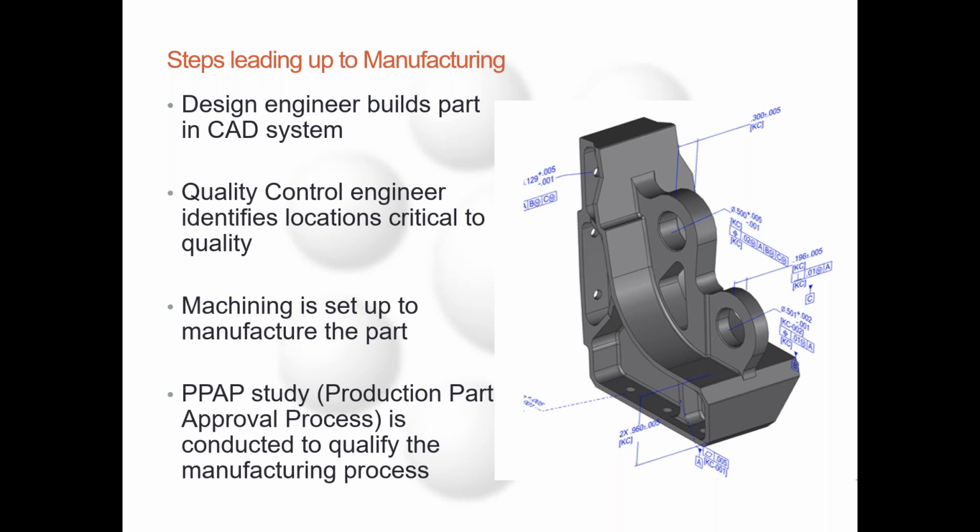In the manufacturing process, you're going to start out with someone building a CAD model. That in turn gets turned over to a quality control engineer who identifies the points that are critical to quality, what it takes to make sure the part meets the customer's requirements. Machining is set up, and then a PPAP process or its equivalent needs to be conducted to make sure all the equipment involved in the process are performing the tasks needed for making the product. So up to this point, we haven't done anything serious with SPC. We've been working on making sure the product is ready to be manufactured.